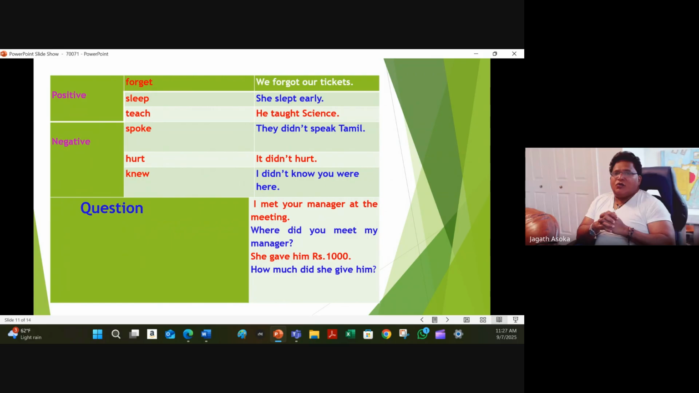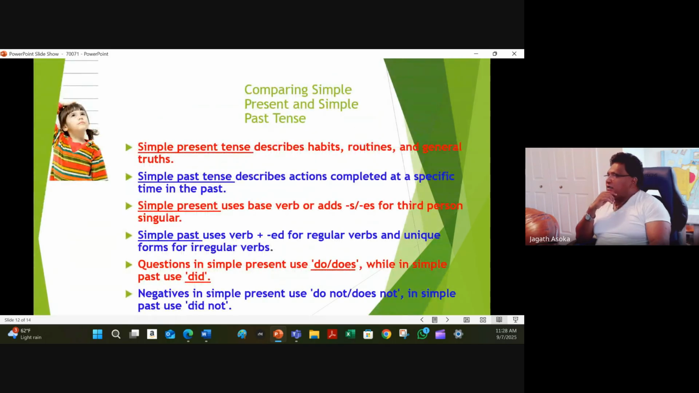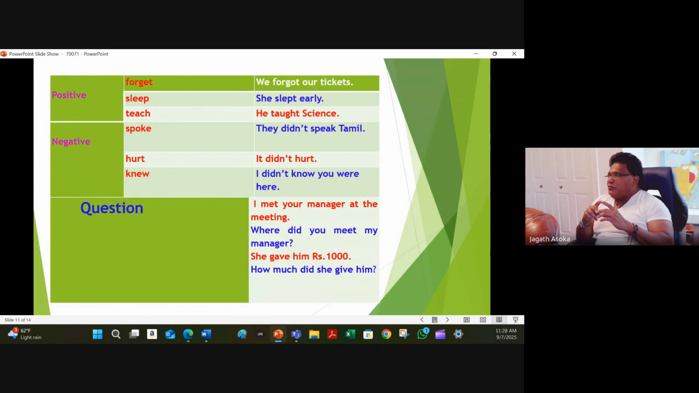Only when you ask a question. I think this is a confusion, right? If you say she slept early, now how do you put it into a question? Did she sleep early? So if I say she slept early, that's in the past. When I ask the question, did she sleep early, now you have to change slept to sleep, right?